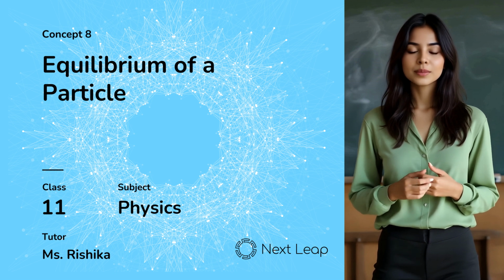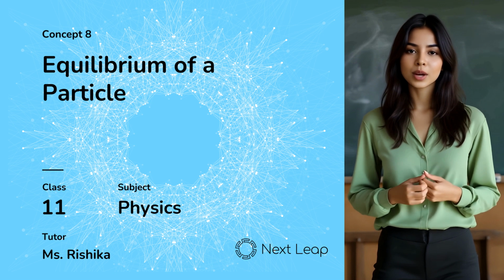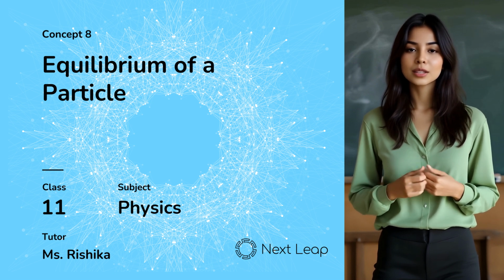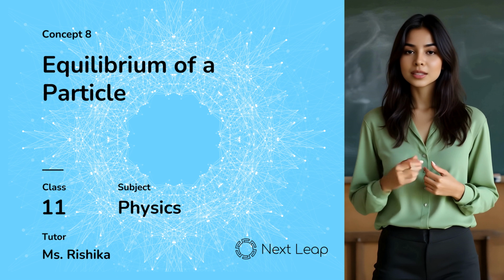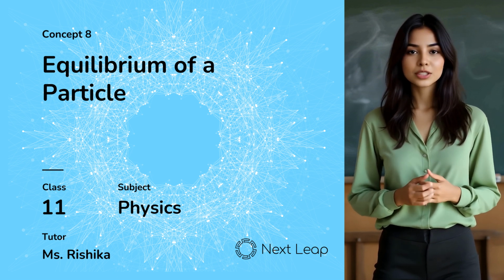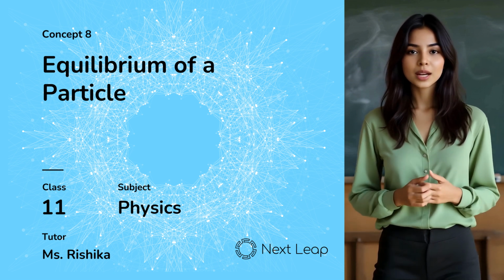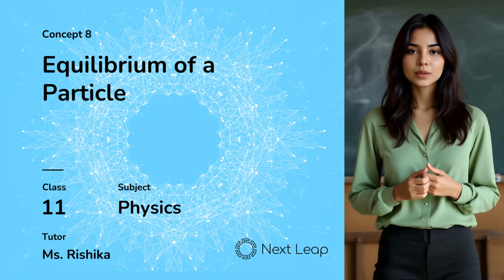Hello everyone. Let me start with a simple question. Have you ever noticed how a chandelier hanging from the ceiling stays perfectly still? Or how a tightrope walker manages to stay balanced despite multiple forces acting on them? This state of balance is what we call equilibrium.